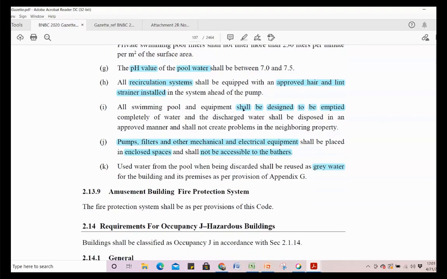All swimming pool and equipment shall be designed to be emptied completely of water, and the discharged water shall be disposed in an approved manner and shall not create problem to the neighboring property. So it will be the discharge of the pool, and also about the civic responsibility of the owners and the designers, so that we cannot cause any problem to the neighbors.